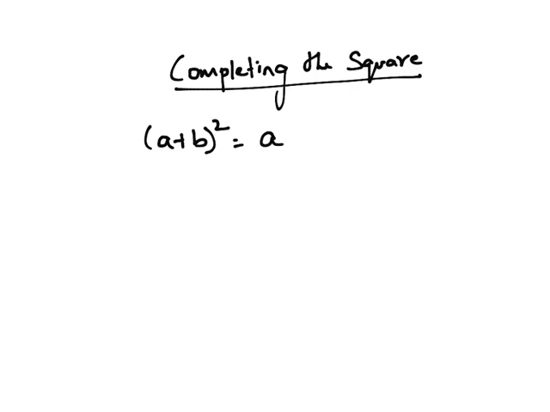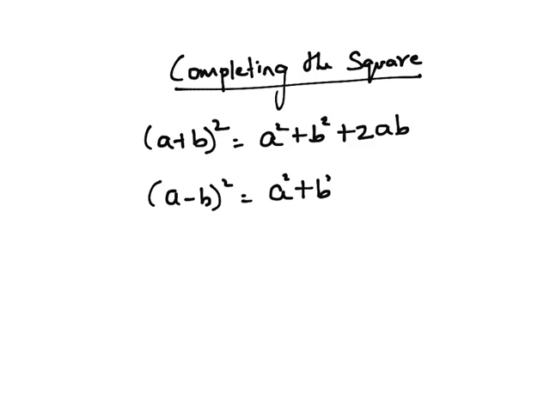This is nothing but a squared plus b squared plus 2ab, isn't it? And we also know that (a minus b) squared is nothing but a squared plus b squared minus 2ab. This you know already. Now let us start. So for example, let me take a quadratic expression x squared plus 6x plus 1.